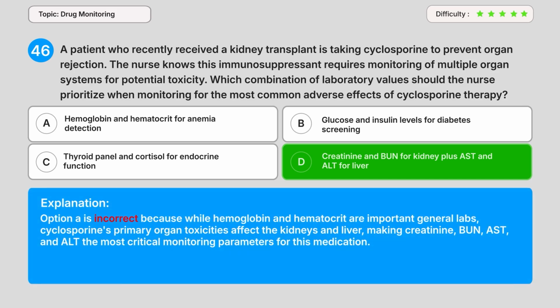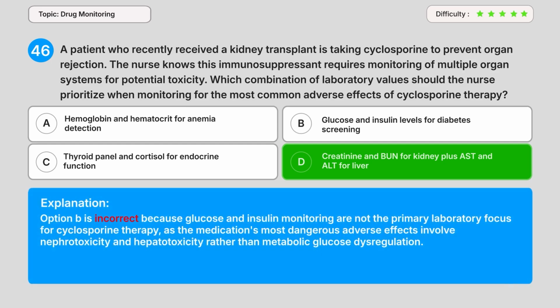Option A is incorrect because while hemoglobin and hematocrit are important general labs, cyclosporine's primary organ toxicities affect the kidneys and liver, making creatinine, BUN, AST, and ALT the most critical monitoring parameters for this medication.